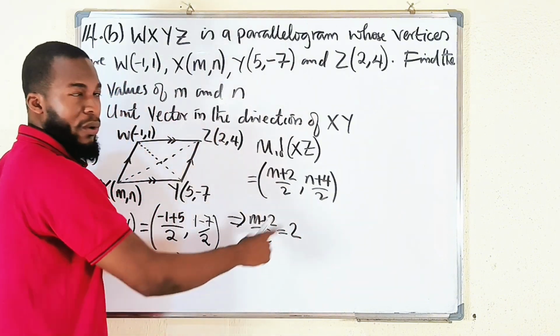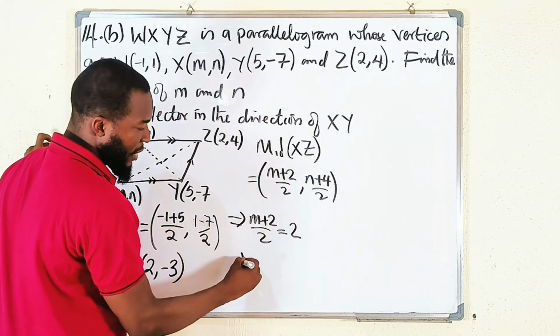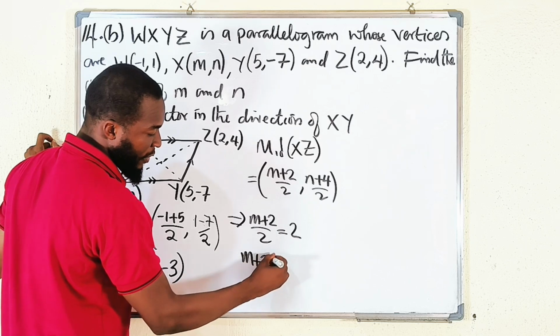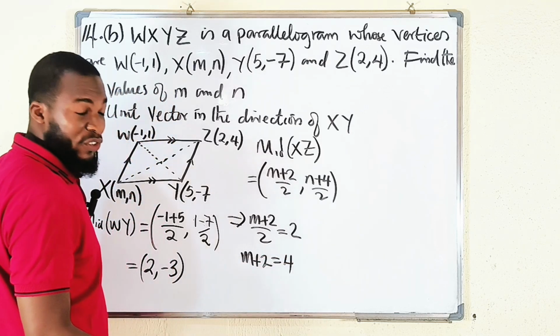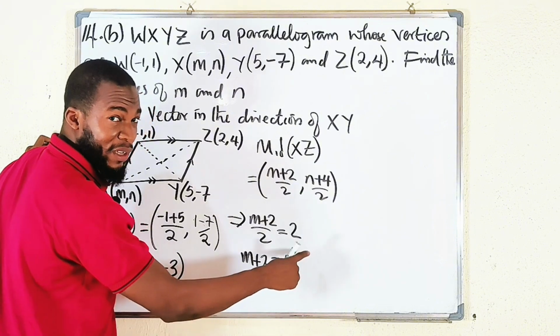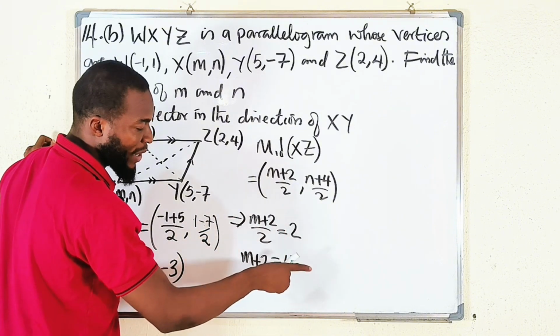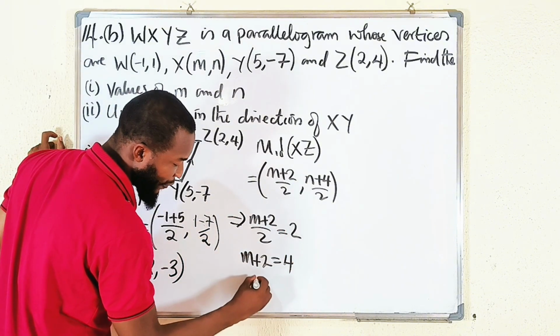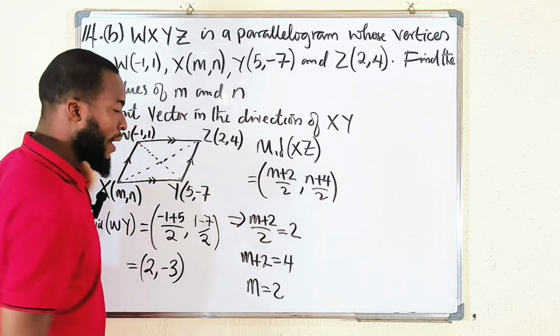Let's solve. Cross multiply, you have m plus 2 is equal to 4, which implies that what? m must be equal to 2. As you take 2 to the other side, it becomes negative. 4 minus 2 is 2. Therefore, m is equal to 2.